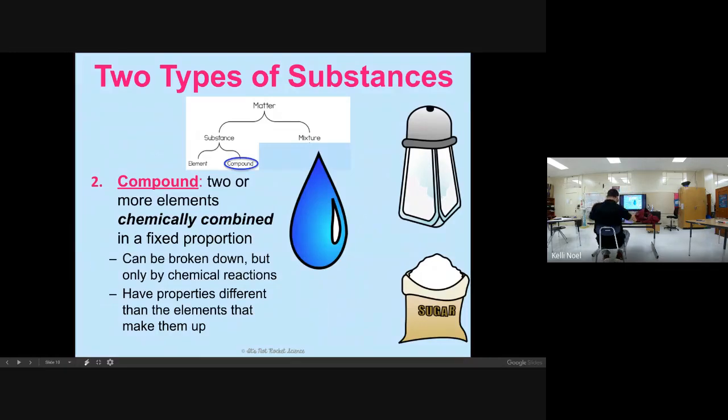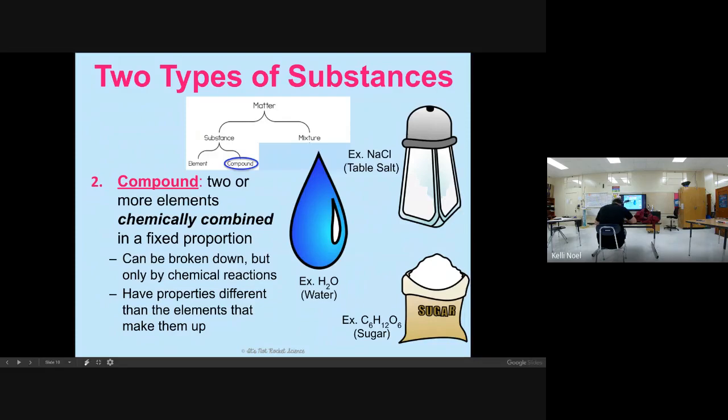Then we have compounds. That's the other type of pure substance. If we take two or more elements and chemically combine them in a fixed proportion, we have a pure substance. These can be broken down, but only through chemical means, by chemical reactions. And the properties that this new substance has are going to be different from the elements that make it up.